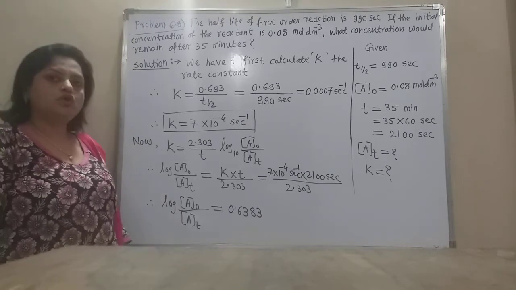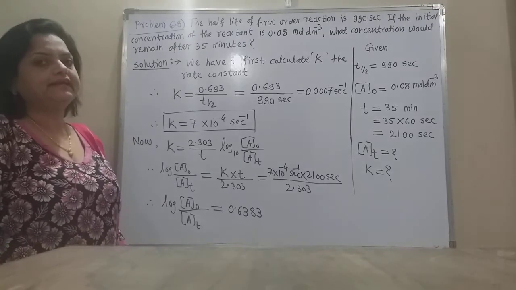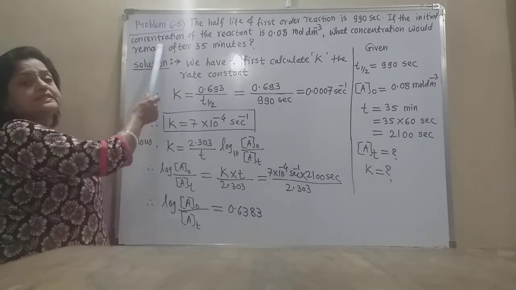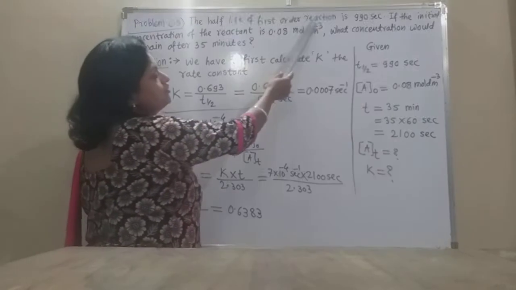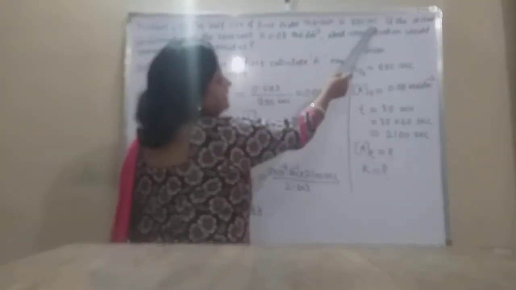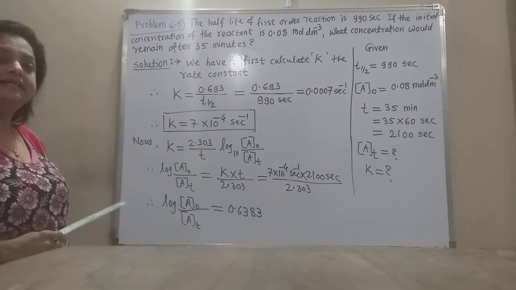Now let us solve the problem on the formula of integrated rate law for the solutions. Now see this problem 6.8. The half-life of the first order reaction is 990 seconds.